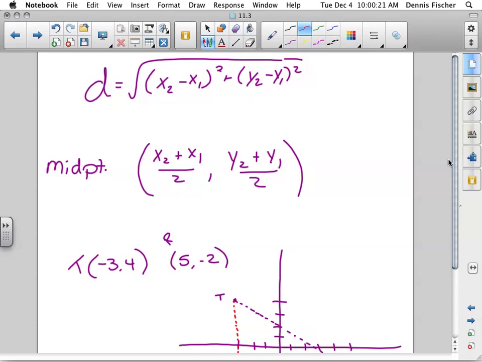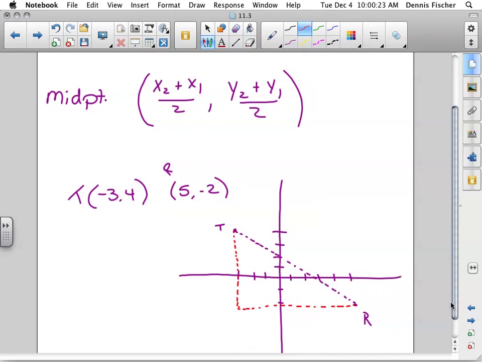Really, what this formula is, okay, here's a negative 2, here's a positive 4, this side's 6. This side's a negative 3 and a positive 5, this side's 8. It's a squared plus b squared equals c squared. That's what the distance formula is. That's it. It's not a lot different than what we've been doing.